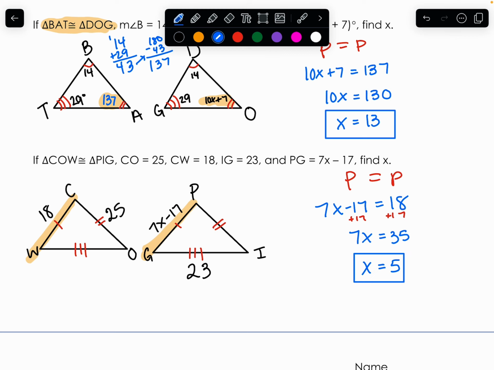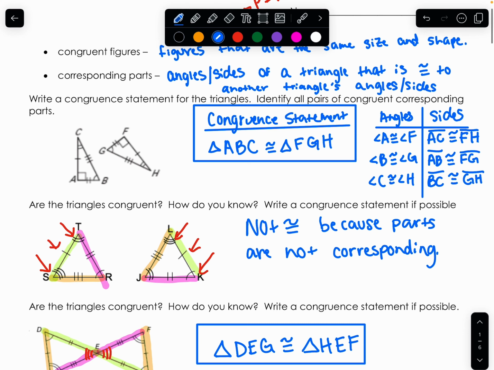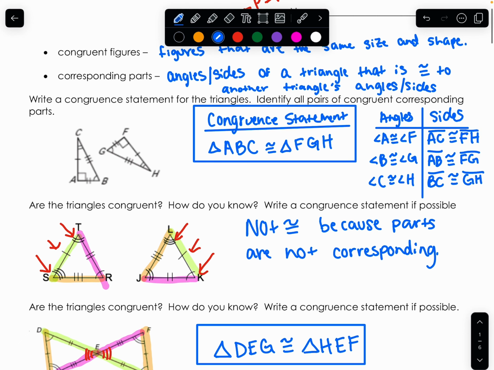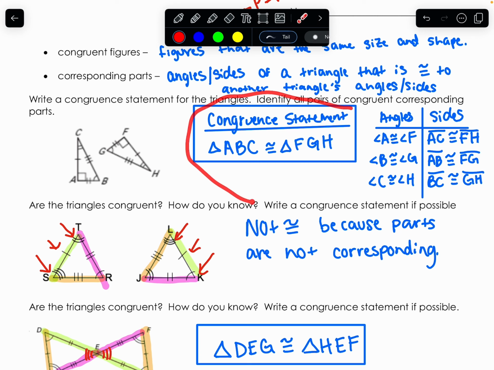Alright, again, to recap, congruent figures are figures that are the same size and same shape, and then we have to make sure everything corresponds to each part. So we talked about congruency statements, which you pretty much just say triangle ABC is congruent to triangle FGH, and we make sure that all our parts are corresponding.